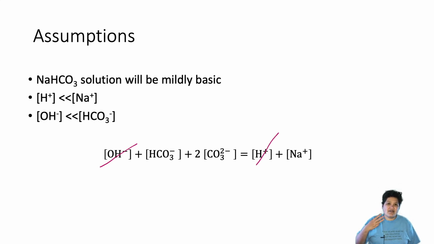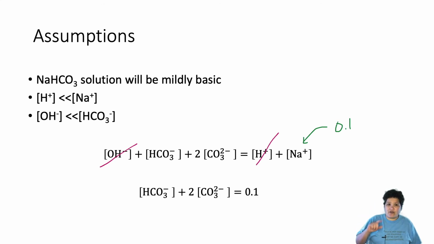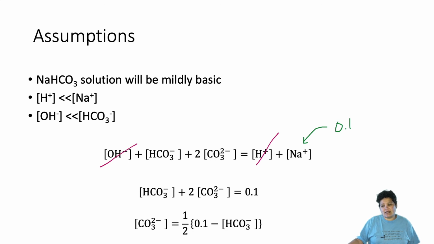So now we only have 3 unknowns, except one of them is not actually unknown. It's our Na+ concentration, which we do know, that's 0.1. And that gives us basically 2 unknowns, the bicarbonate concentration and the carbonate concentration. And we want to solve for the carbonate concentration in terms of bicarbonate. We solve for carbonate, we simplify this down, and we get this.